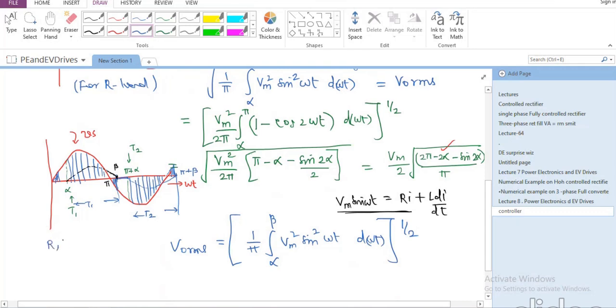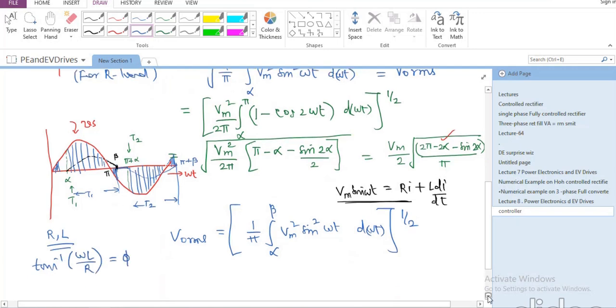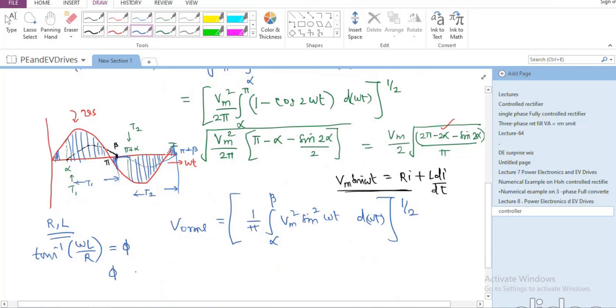In this particular case, it heavily depends upon the relative values of R and L. If inductance is very, very high, and you have the power factor angle, let us say tan inverse of omega L divided by R, if I may call this the power factor angle phi, if phi is less than alpha, that is, if the delay angle is greater than this particular power factor angle.